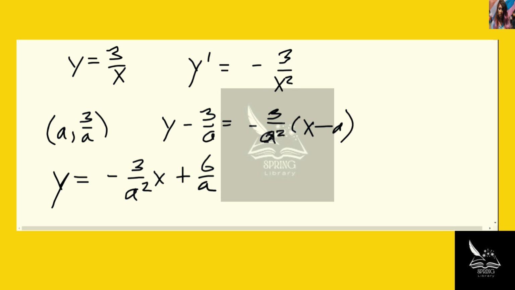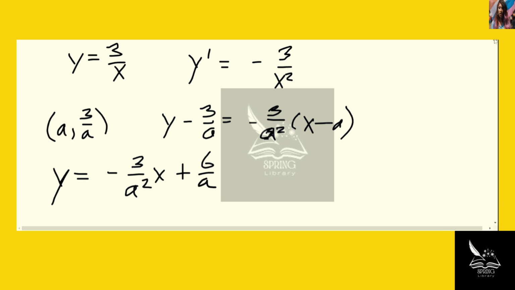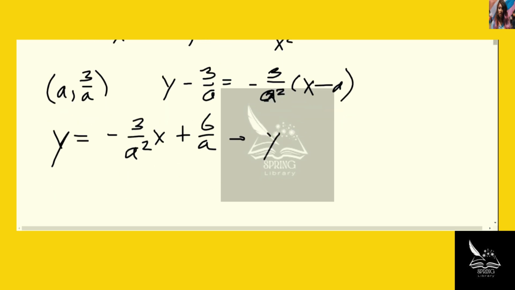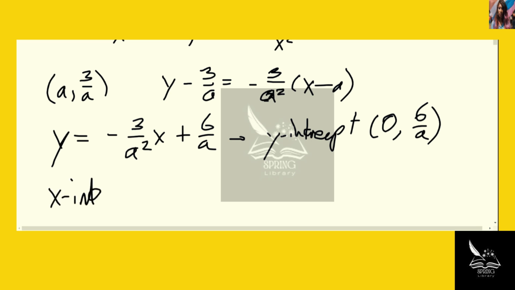Now to find the y-intercept, we simply set x equals 0. So I have a y-intercept of (0, 6 over a). To find the x-intercept, well, this is setting y equal to 0. And this gives us the point negative 6 over a divided by negative 3 over a squared, which is just (2a, 0).